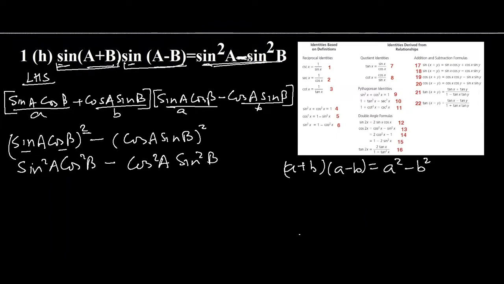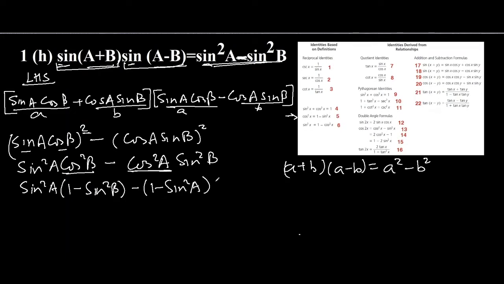You have sine and sine. That means this cos and this cos must go. And how can they go? We can use identity number 5 for them. So sine square A remains sine square A, but cos square B becomes 1 minus sine square B. Similarly, cos square A will become 1 minus sine square A, and sine square B remains sine square B.